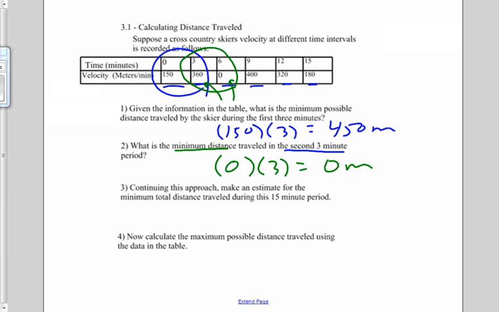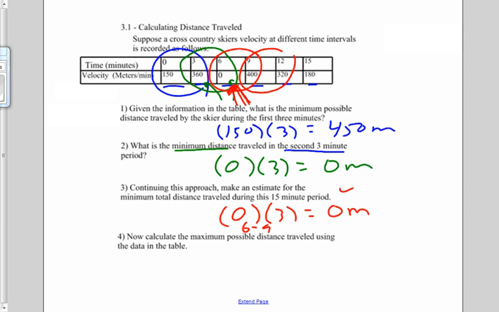Okay, so what about continuing this? What if we wanted to go between 6 and 9? And we want a minimum distance approximation. Well, our minimum distance would be using the smaller velocity, in this case, 0. So we'd say we went 0 for 3 minutes, 0 meters. And this is between 6 to 9.